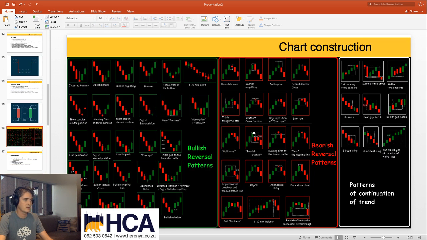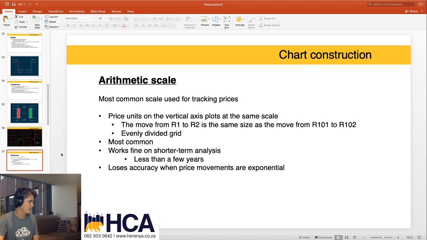We also looked at some candle patterns. There are some bullish and bearish candle patterns, bullish engulfing patterns, reversal patterns, all sorts of stuff. This was also shared in the Discord so that you could come and have a look at it.